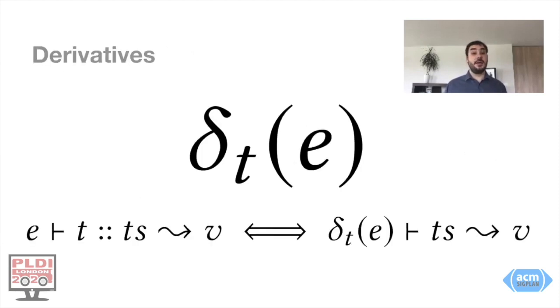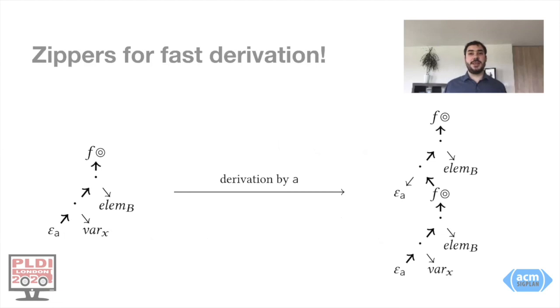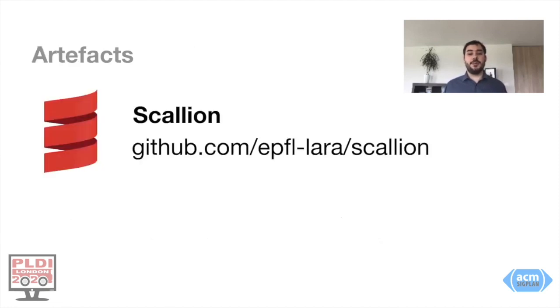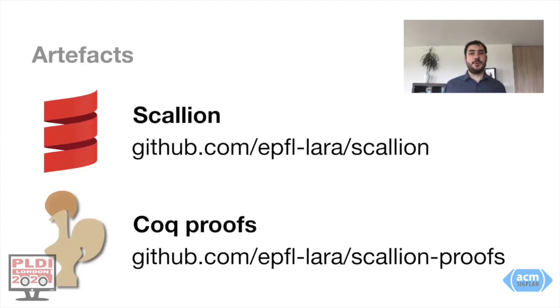The derivative of an expression by a token is another expression, which encodes the state of the original expression after processing that token. We present a technique based on zippers to compute the derivative of LL(1) expressions in amortized constant time, leading to a novel linear time parsing algorithm. We present an implementation of the algorithm as part of Scallion, an open source Scala parsing combinators library with state-of-the-art performance. Additionally, we have formally proven the approach correct in Coq.